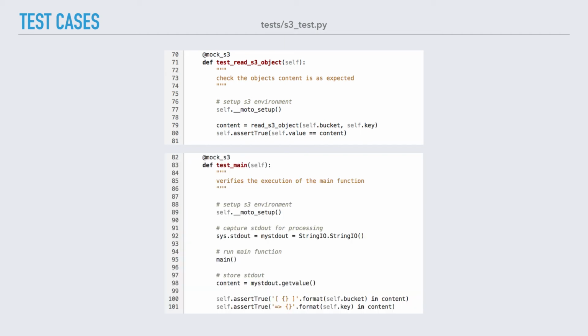And finally, we have test main. We will begin and decorate with mock S3 and then within, run the Boto setup to set up our S3 environment. Since this function prints out rather than returns, it's a little bit trickier to test. I'm going to redefine my standard output to a StringIO object, then I can call my project's main function. After execution, I'll store the value from the StringIO object. I can now use unit test's assert true method to check if self.bucket and self.key constant variables are in the stored results, as well as check if the stylized formatting is in the expected format. If they are, this test case will pass.